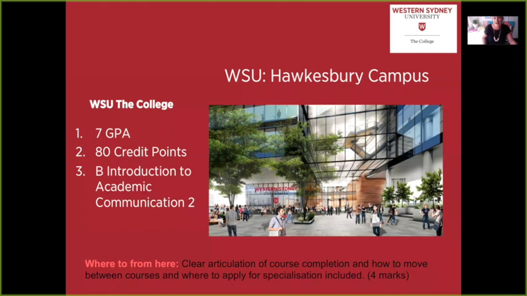The next thing you need to talk about is where to from here. So what happens when you actually finish here at the college? Where do I articulate and how do I articulate there? I'm looking at it from the point of view of foundation studies. All of our nurses who want to move to Bachelor need to receive a 7 GPA, you need to get 80 credit points, and you need to receive a B in academic communication. If you're actually doing the diploma, have a look at the number of credit points that you need to pass in order to articulate off to the Campbelltown campus, to the Warrington campus, to Penrith. Make sure you understand that articulation process and how you're going to go about it.